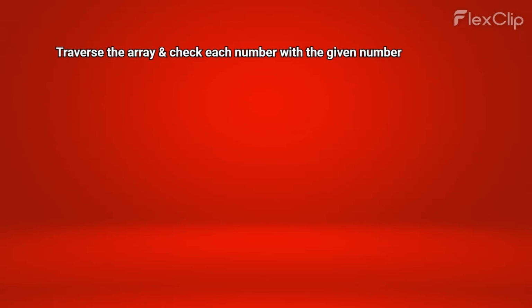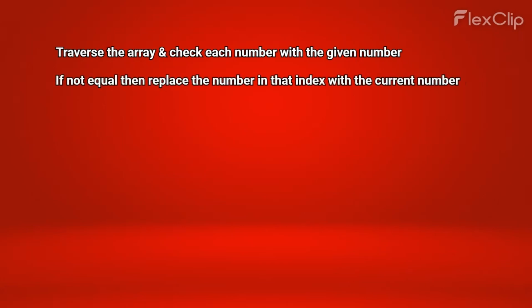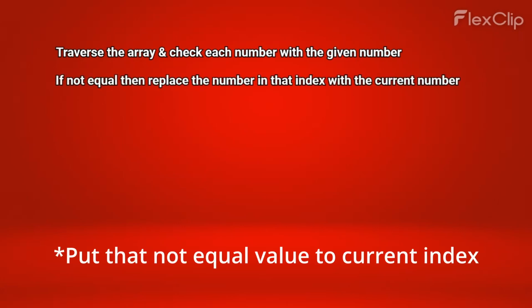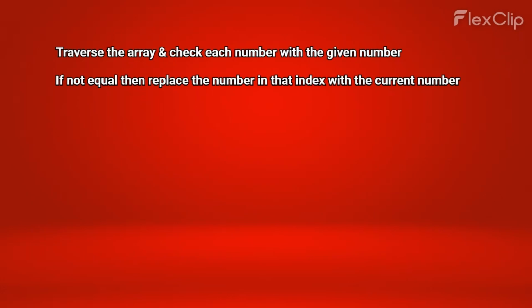What we can do is traverse the whole array and check for each element whether it is equal to the given value. If not, then we can keep replacing the current index with the value. Now, in order to track the total number of values which are not equal to the given value, we need to introduce another variable. So the solution becomes this way.